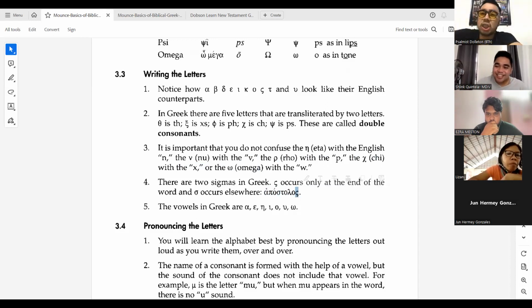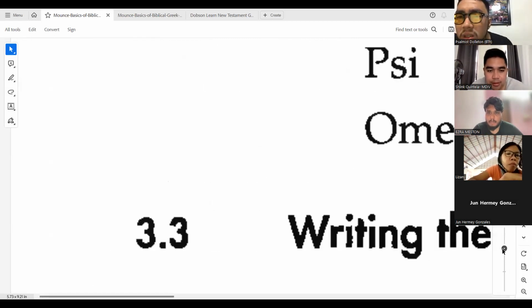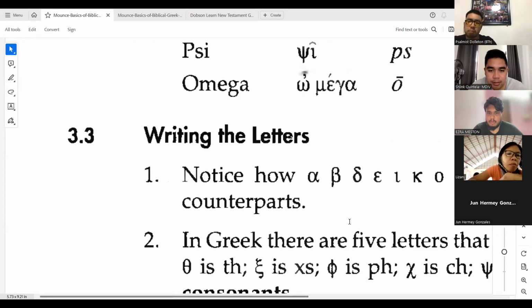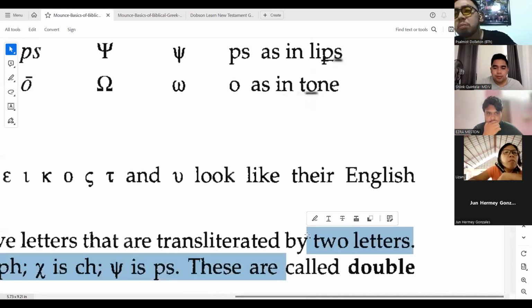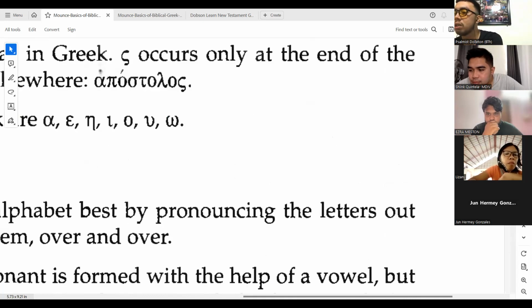Maybe I should increase the font, but I know you have your grammar books with you. Yeah, I think this is better. Okay, so where is it? There is the apostolos.